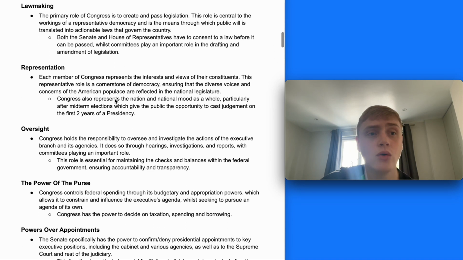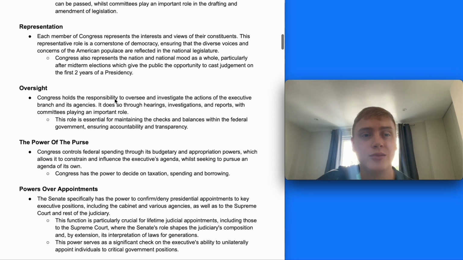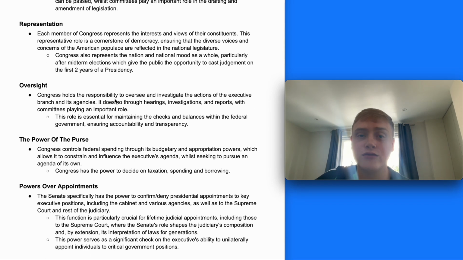Representation is another key role. As I said, we've already done a video on that. Each member of Congress represents the interests and views of their constituents, whilst Congress as a whole represents the whole of the American populace.